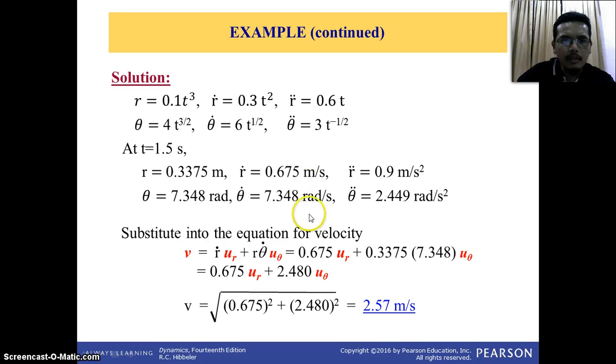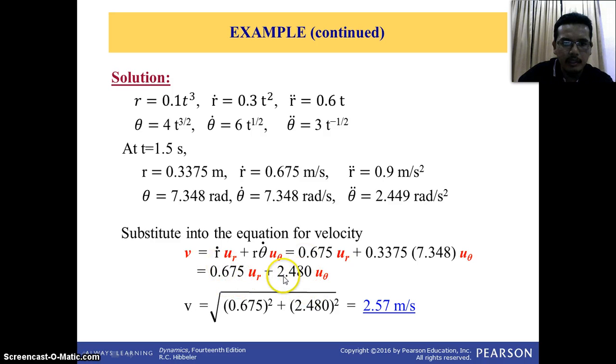Now to find the velocity, we need to use this equation. This one is vr, the radial velocity, and this one is the transverse velocity. The radial velocity is r dot, so we have r dot here. The transverse velocity is r theta dot, so we can get it here. This one is vr.